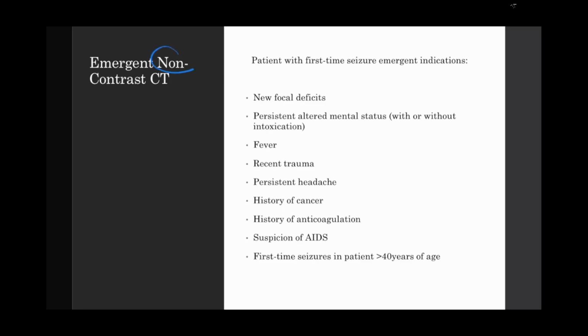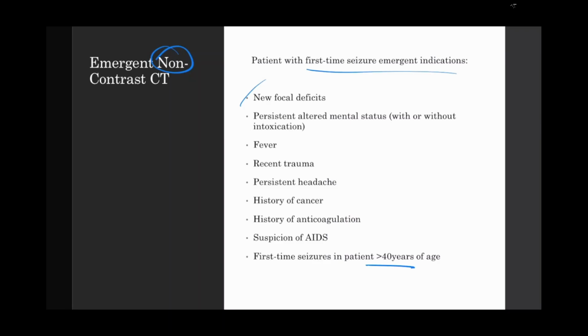Emergent non-contrast CT, first-time seizure, emergent indications. New focal deficits with a seizure, get a scan. Persistent altered mental status, with or without intoxication, so ethanol intoxication or whatever drug. Fever, recent trauma, headache that's persistent, any type of cancer. History of anticoagulation, AIDS, first-time seizure over 40. Get a scan of the brain and see what's going on.